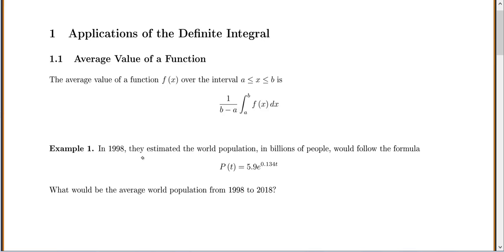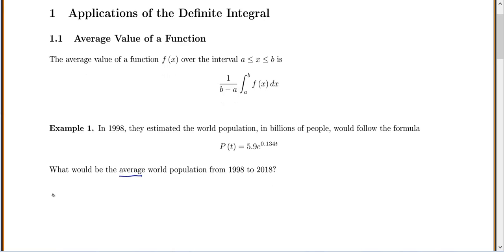So let's see, in 1998, they estimated the world population in billions of people would follow this formula. P of t is 5.9 e to the 0.134 t. So this is a nice exponential growth formula. And we want to know what's the average world population from 98 to 2018. This is of course a very important question that would have lots of implications for governments trying to plan, things like that. And you can kind of see how it makes sense to say, okay, what's our average here?